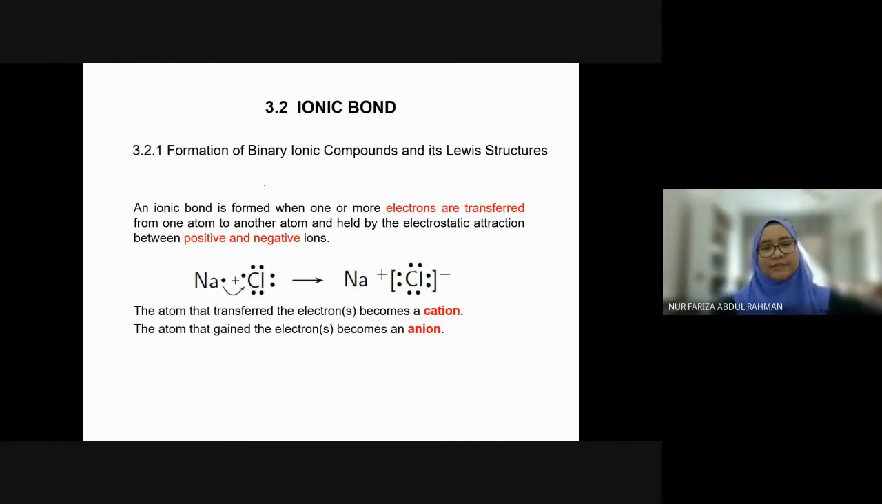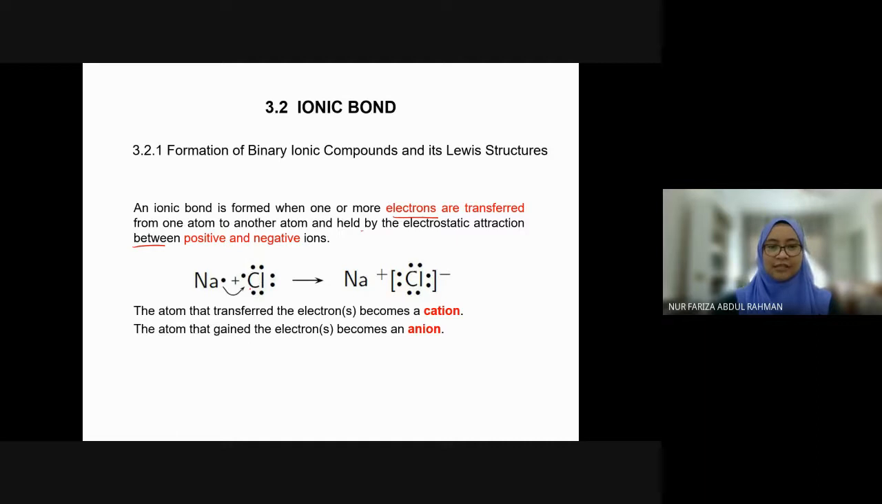An ionic bond is formed when one or more electrons are transferred from one atom to another atom and held by electrostatic attraction between positive and negative ions. So that is the basic concept of ionic bond. The electron needs to be removed, and if it is to be removed, there should be someone who accepts the electron. So for example, sodium has 1 electron. On the other hand, chlorine needs 1 more electron in order to achieve octet. So sodium gives out the electron to chlorine.